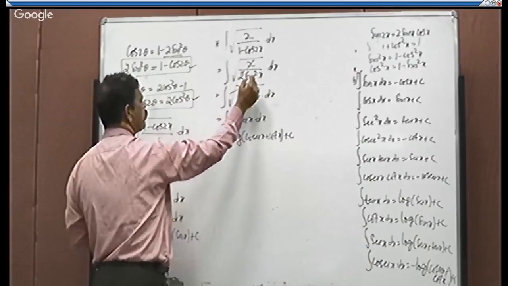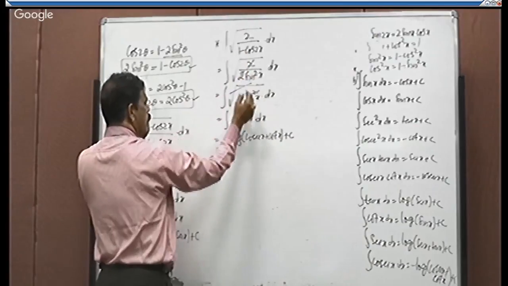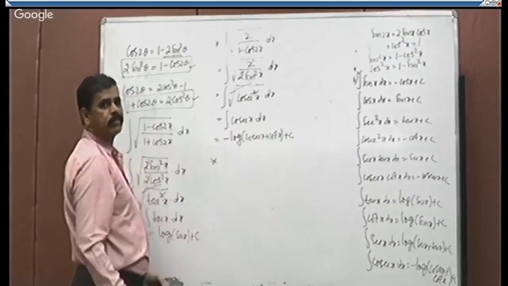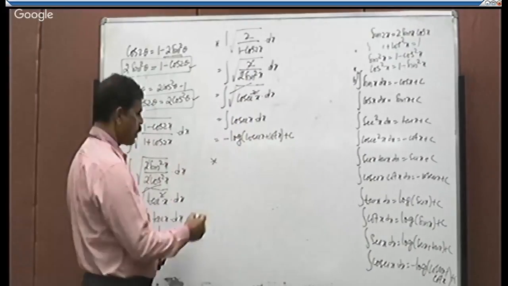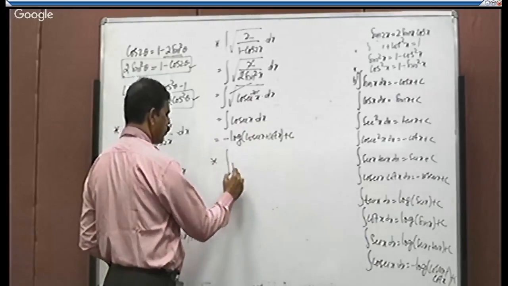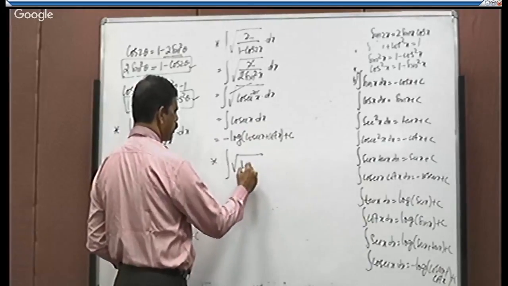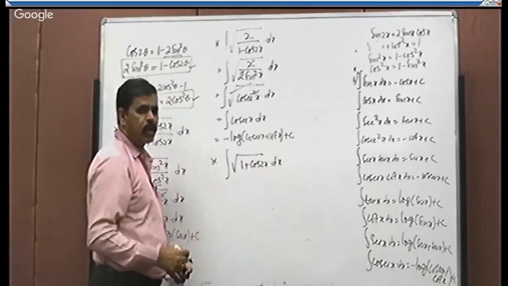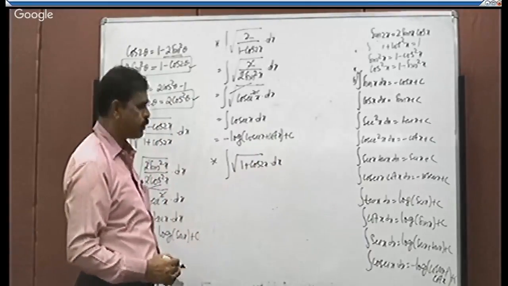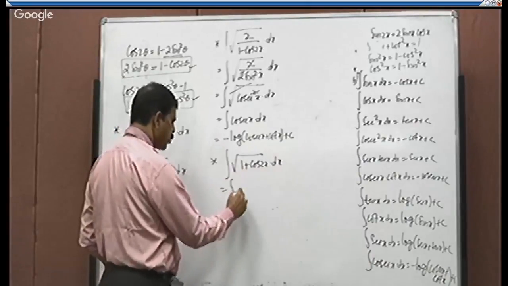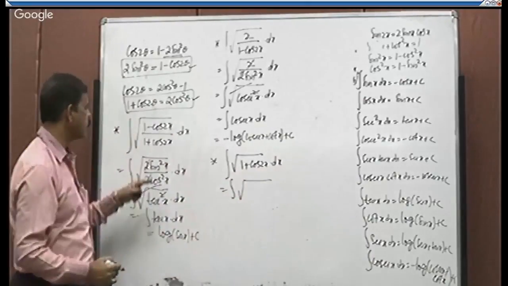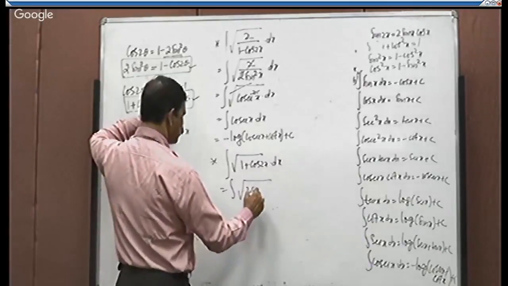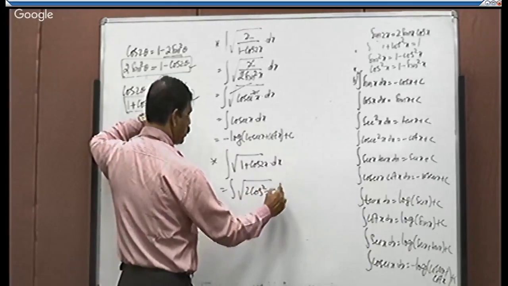Suppose if it is plus, this will become cos square, this becomes secant square, this is secant, integration of secant is log of secant x plus tan x. Next, integration of root of 1 plus cos 2x. Just write the formula. 1 plus cos 2x should be taken as what? It is equal to 2 cos square x, right?